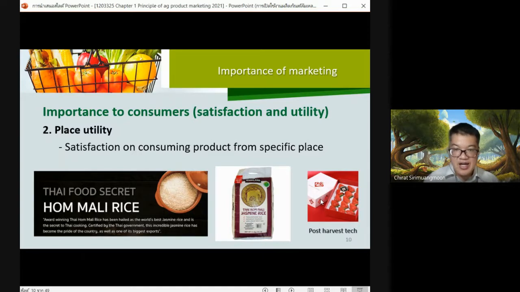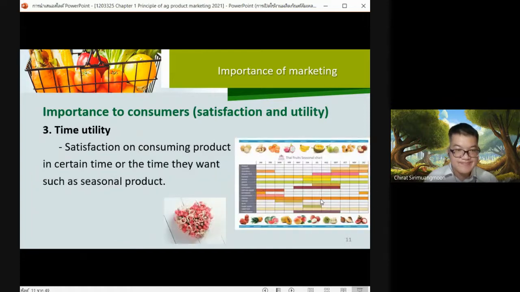Or think about cherries. Cherries from America are the most famous in Asian countries, like the fresh cherry. So if you want to consume fresh cherries, you might need to go to some places, then just buy it. So this is place utility, and this is how marketing issues are important to agricultural products.